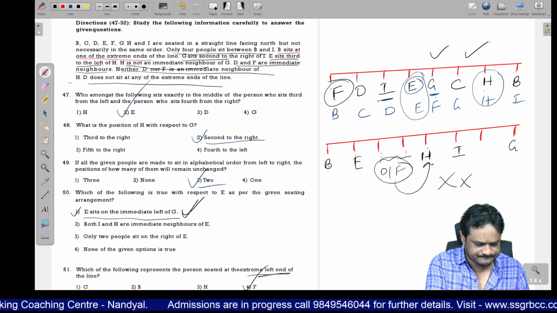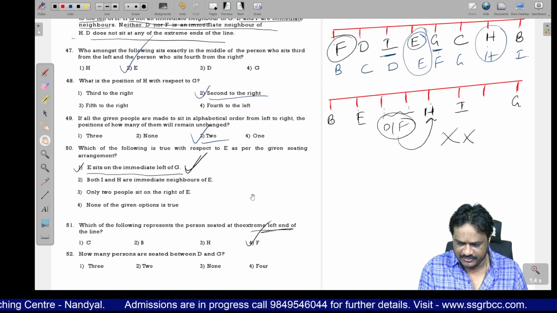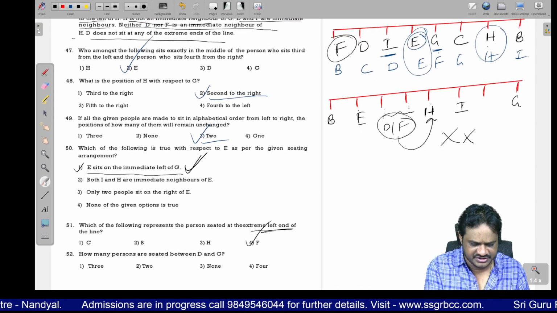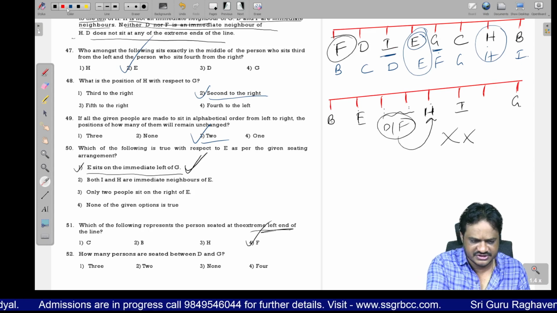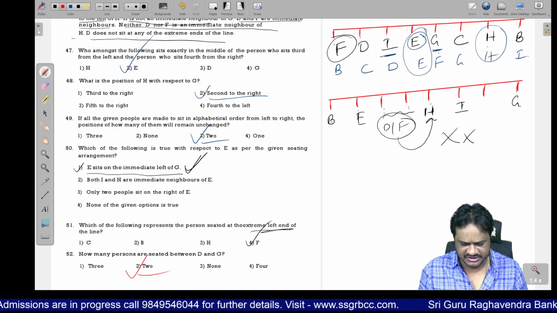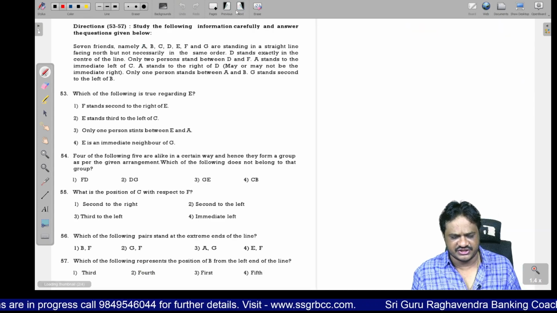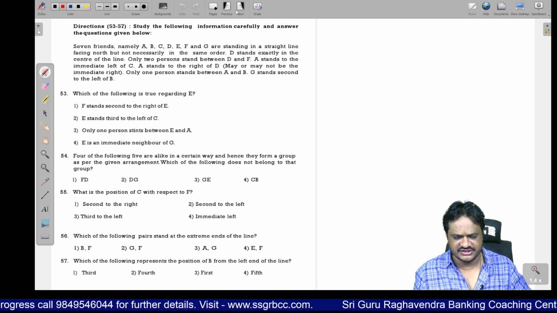Then, how many persons are there between D and G? Between D and G, how many persons are there? There are only 2 persons. Let us see the next one, 53 to 57.